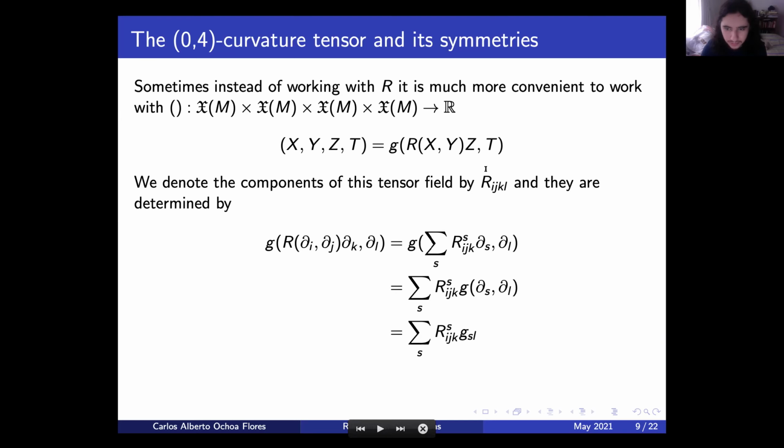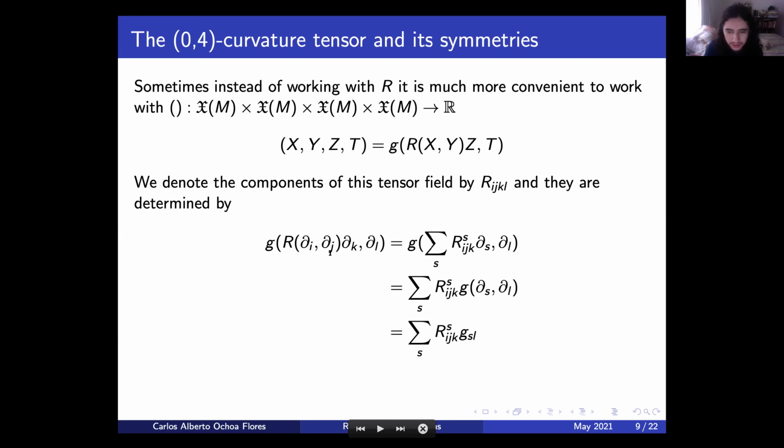And well, one normally denotes the components of a 0-4 tensor field like this. We still put an R, and we simply put all the indexes down, instead of 3 down and 1 up. And this is the reason for which one calls doing this, and you can do this with an arbitrary 1-3 tensor field, lowering an index, right?